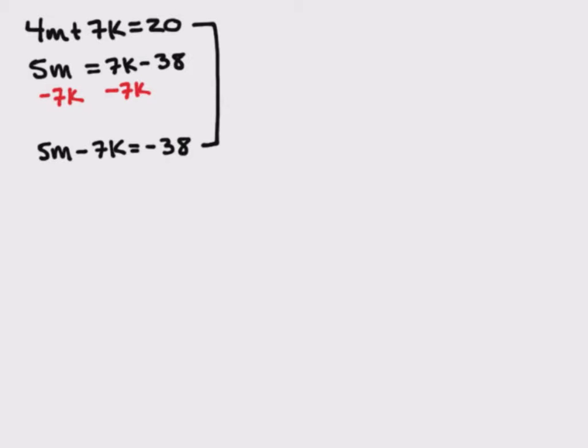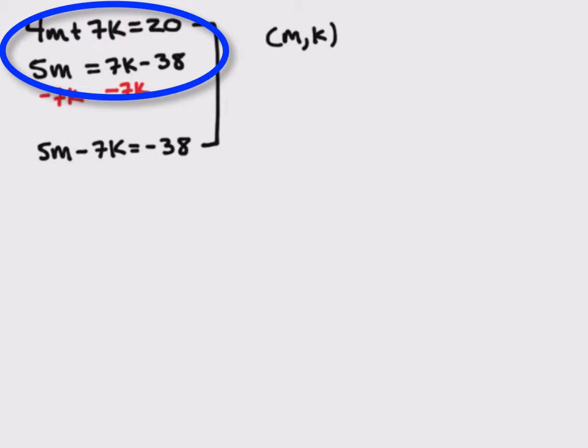Well, take a look. It looks like we have a 7k in one of our equations and a negative 7k in the other. If we could somehow add those together, they would add to 0, which would be really nice because maybe we could come up with an equation involving just one variable, namely k. So once again, we're going to assume that there's an ordered pair, m comma k, that makes both of these equations true at the same time. So that is, we're going to assume that both of these are true.